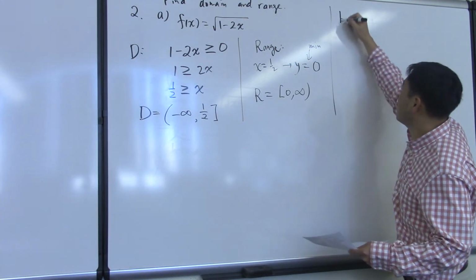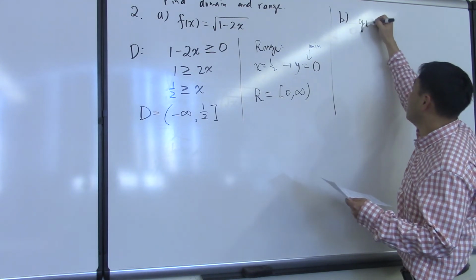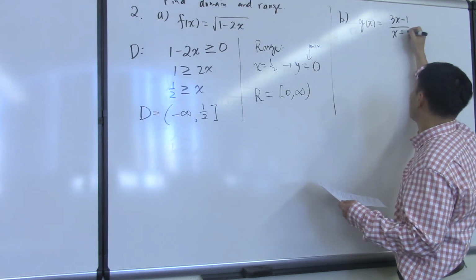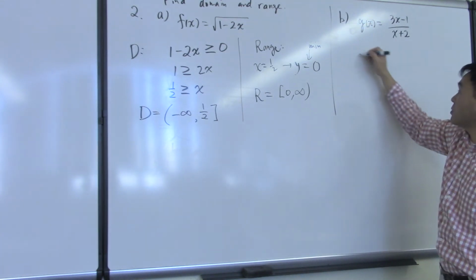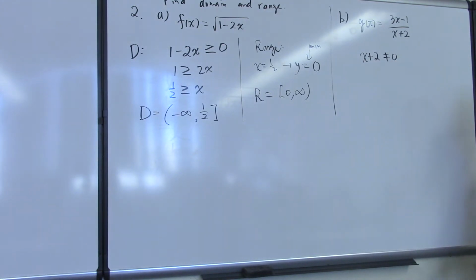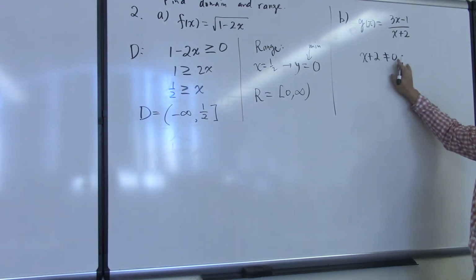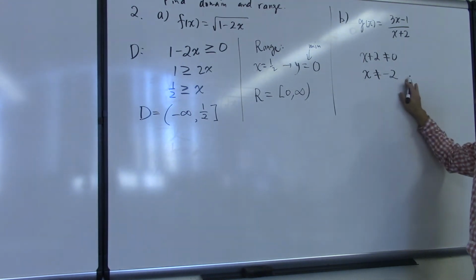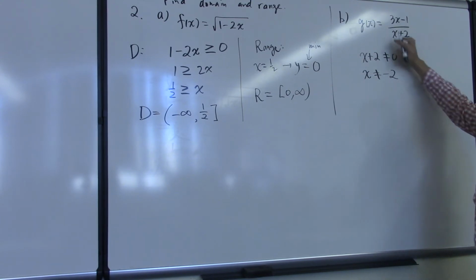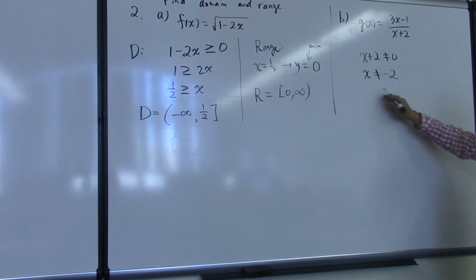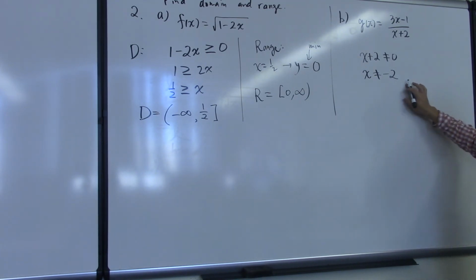Now for b, g of x equals 3x minus 1 over x plus 2. What's the domain? This time, if you have a fraction, you're not allowed to have a 0 in the denominator. So x plus 2 cannot be 0. And if you subtract 2 from both sides, you see that x equal to -2 is the problematic value. If you plug in x equal to -2, the bottom becomes 0, and therefore you get an undefined value. Therefore, x should not be -2, and that's your domain.